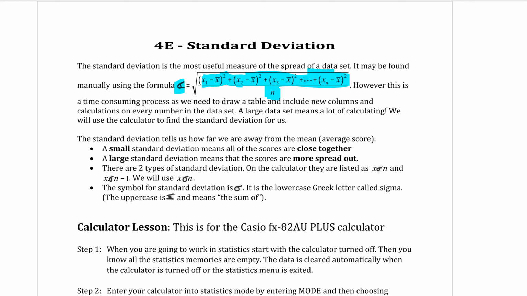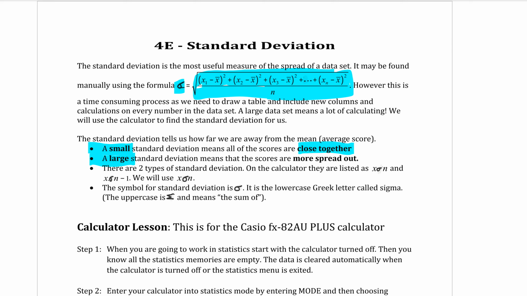Now it can be quite a lengthy process, so we also want to use our calculators to help us do this, because we are going to do one question without a calculator, and you'll see that it's quite a tedious process to do it with that formula. The calculator is a much more useful method. The standard deviation tells us how far we are away from the mean or the average score. A small standard deviation means that the scores are close together. A large standard deviation means that the scores are more spread out.